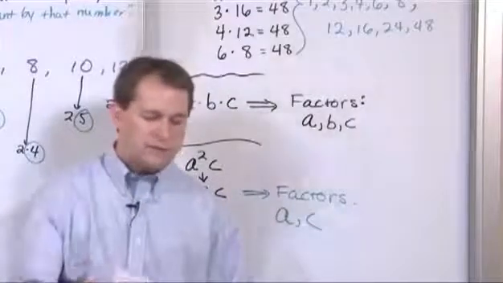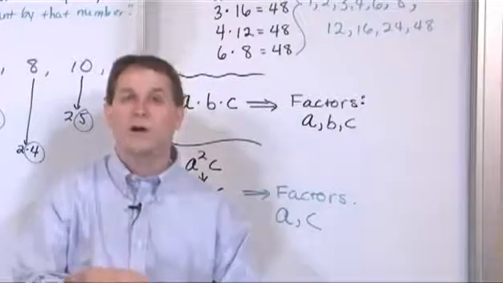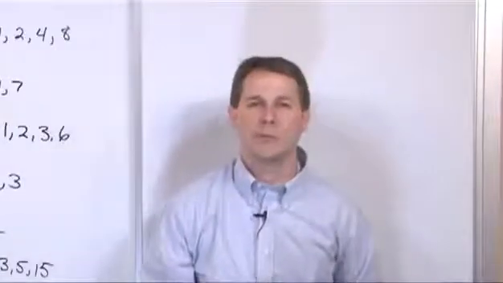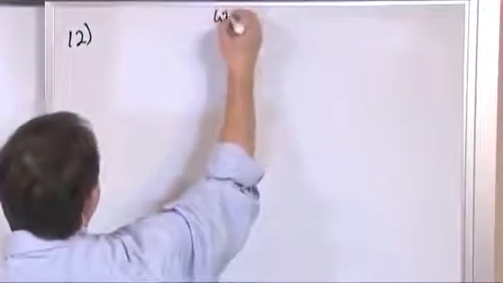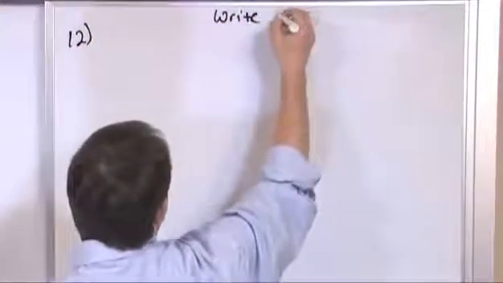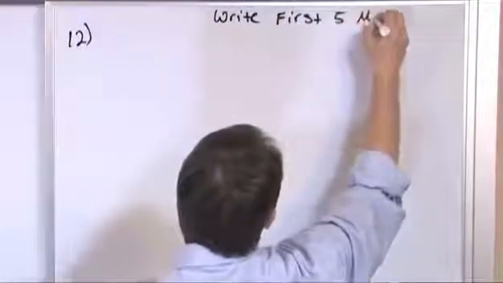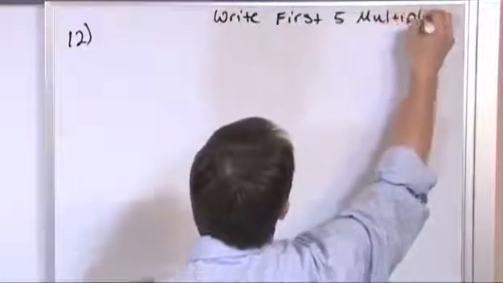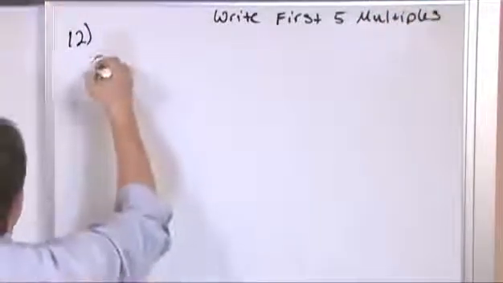All right, so what I want to do now is erase the board, and we'll do a couple of problems on multiples. Okay, let's go ahead and do our problems on multiples. They're not going to be very difficult, but you need to prove to yourself that you understand what they are. So what we want to do is write the first 5 multiples of the number given. And so for our first number, we're going to have the number 2.